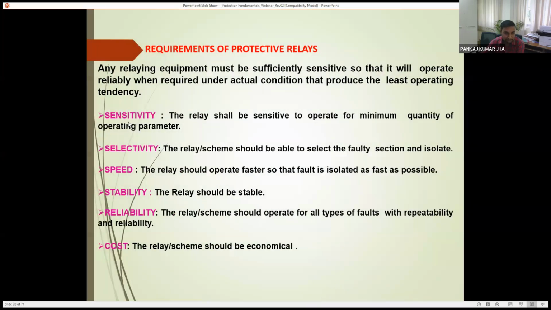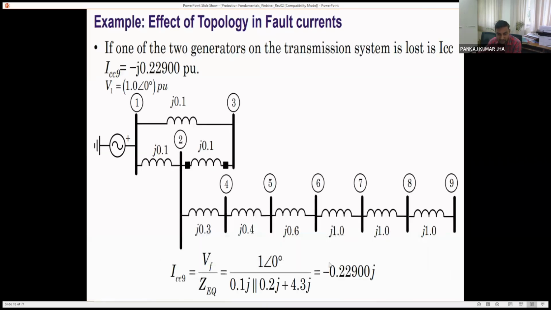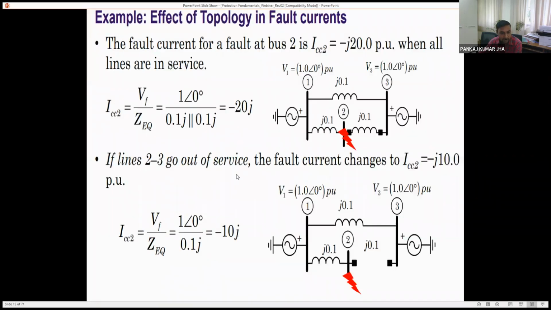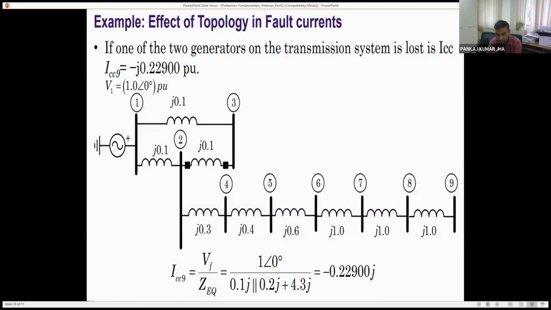So what are these important parameters? First of all is sensitivity. What is basically sensitivity? Sensitivity means a relay shall be sensitive to operate for the minimum quantity of operating parameters. If you see the earlier slides, the minimum operating quantities are 0.22 in this case, 0.229, and then 10 or 20. So even if I am designing a system with a large number of networks, my protection system must isolate the fault with minimum fault current.